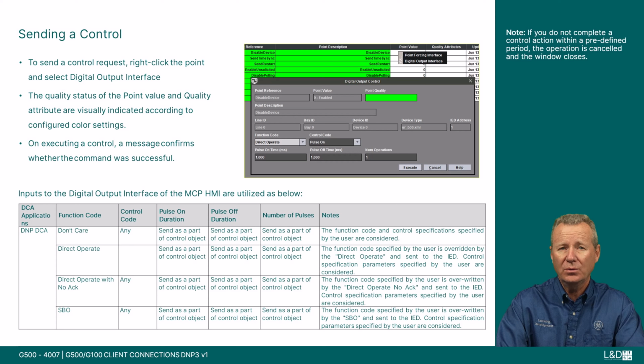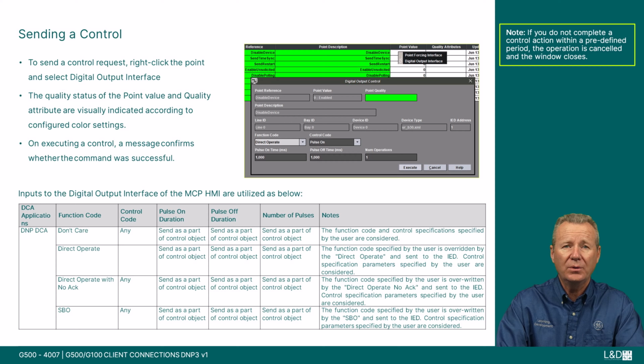Select function code, one of direct operate with no ACK, select, operate, select before operate. Select control code, one of pulse on, pulse off, latch on, latch off, trip, or close. Enter a pulse on time, for trip close and pulse on off controls only. Enter a pulse off time, for trip close and pulse on off controls only. Click Execute to send the request. The result: a message confirms whether the command was successful.